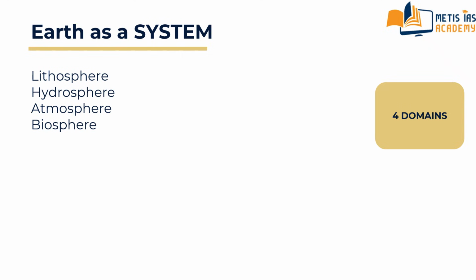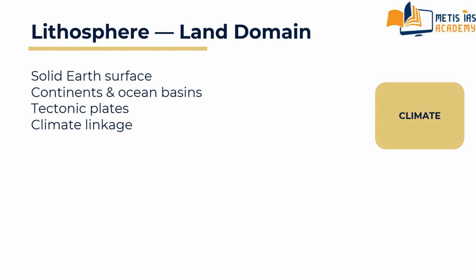Let me go through the first, lithosphere. Lithosphere means the solid part of the earth. It consists of mountains, plateaus, plains, and landforms. Example, you already know the Himalayan range, the Deccan Plateau, and the vast Indo-Gangetic plains. From a structural perspective, Earth's surface is divided into continents and ocean basins. We have 7 continents. Those are Asia, Africa, North America, South America, Antarctica, Europe, and Australia.